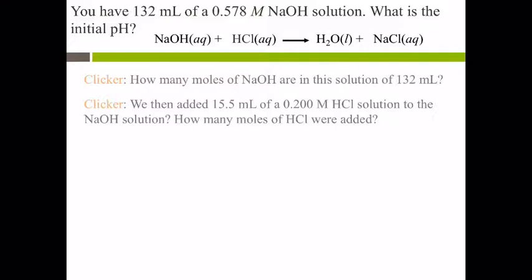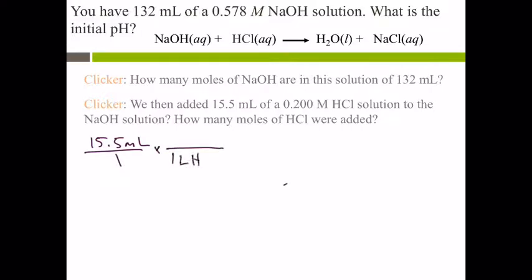And then the next question is, we then add some HCl, 15.5 milliliters of a 0.200 molar HCl solution to the sodium hydroxide. How many moles of HCl were added? Let's go ahead and pause and try to calculate how many moles of HCl we added. I'm hoping you're automatically saying, well, we know what the initial quantity of HCl was, and we know what the concentration was.